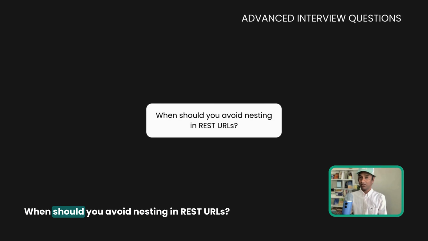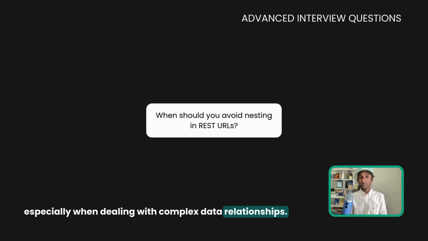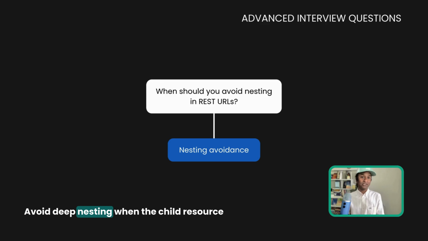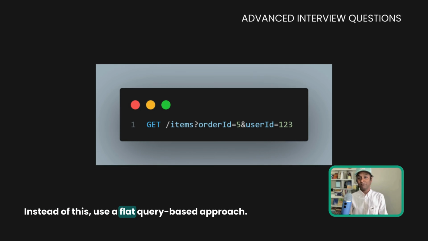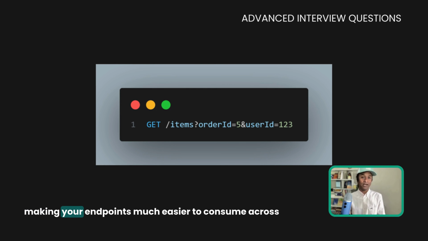Question number 2. When should you avoid nesting in REST URLs? This question checks if you can design APIs that are clear, flexible, and easy to manage, especially when dealing with complex data relationships. Answer: Avoid deep nesting when the child resource can stand alone, or the path becomes long and overly specific. Excessive nesting ties your API too closely to internal data structures, which makes it fragile and hard to evolve. Instead of this, use a flat query-based approach. This improves reusability and flexibility, making your endpoints much easier to consume across different front-end flows.